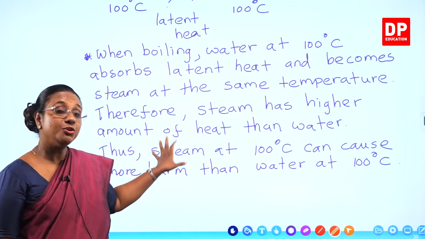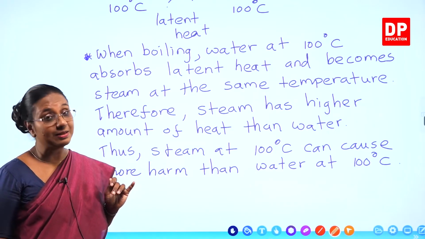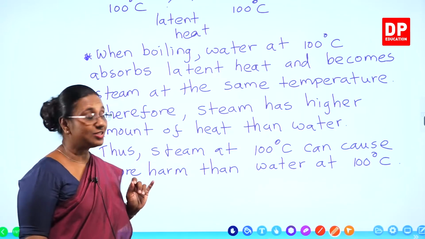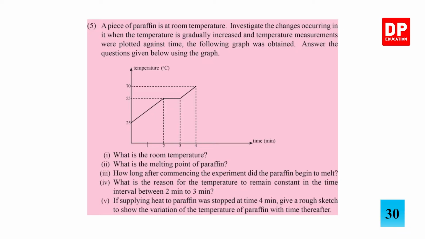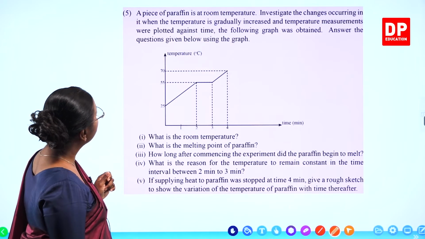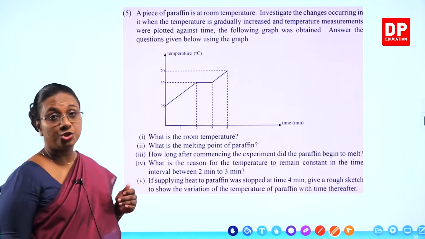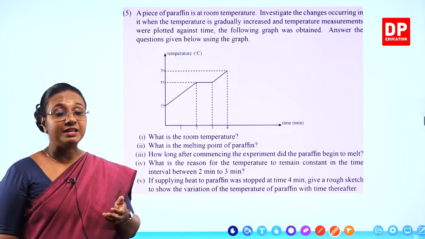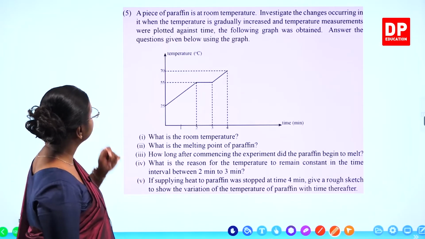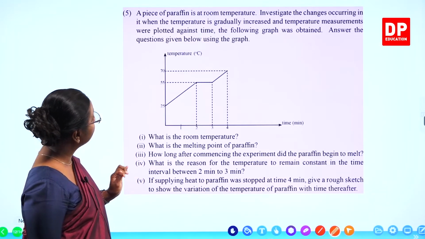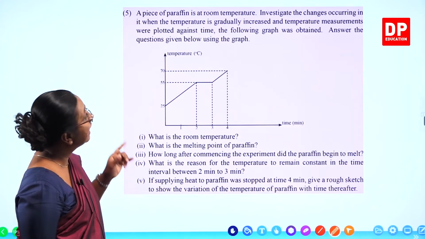So, I am sure you also explained it in a similar manner. So, with that, students, I will move on to the next question. That is question number 5. A piece of paraffin is at room temperature. You know what paraffin is. Paraffin wax or candle wax. That is paraffin.